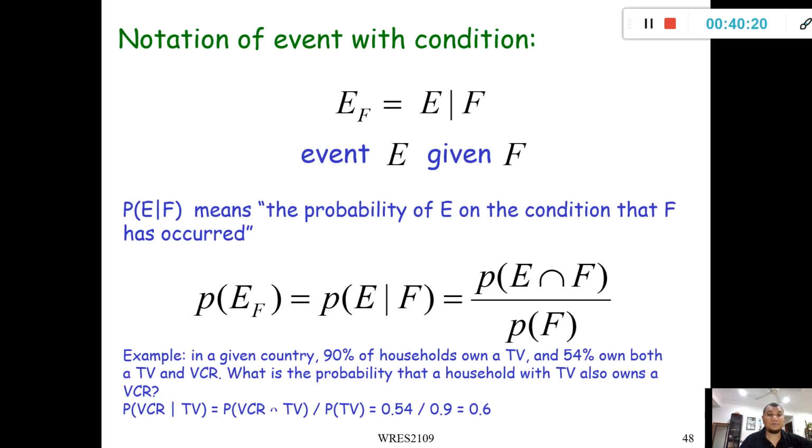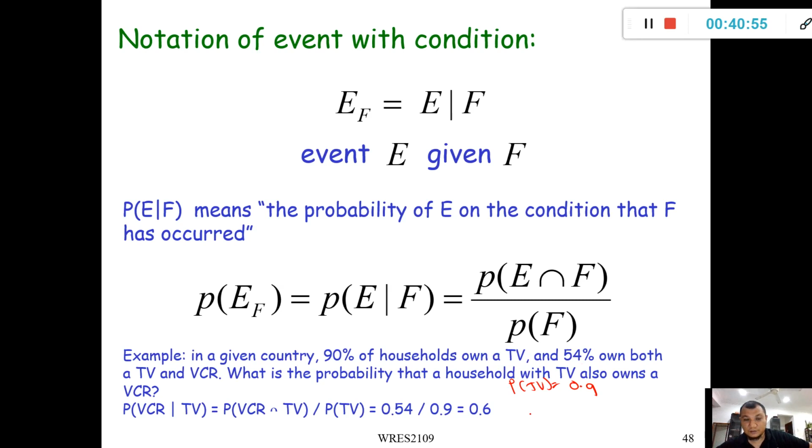So this is a conditional probability. So E given F: what is the probability of E given that F occurs? This is the meaning of P(E|F). Okay, so in this example, in a given country, 90% of households own a TV. So you have here P(TV) is 0.9 of households own a TV, and 44% own both TV and VCR.